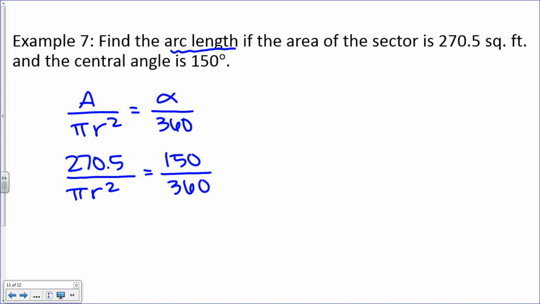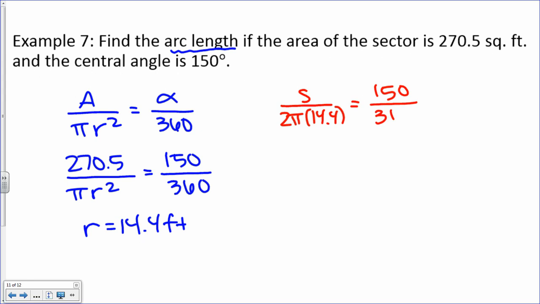Similarly to the last problem, you can solve for your radius, and you should get 14.4 feet. You need to pause it to make sure you can get that. That's perfectly fine. Once you know that, then you're going to backtrack to find your arc length. So I need to use my s over 2 pi r. I'm going to plug in the 14.4. And you can absolutely pick either one of these fractions. To me, I would always pick the simpler one. So I'm going to set this equal to 150 over 360. When you solve this problem, you should get 37.7 feet.